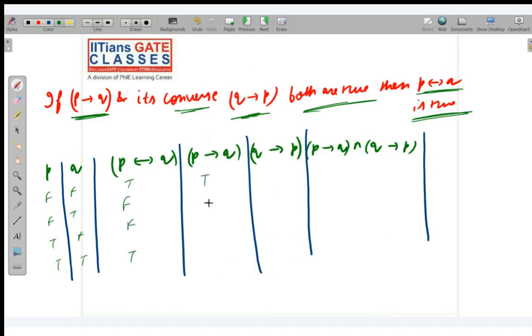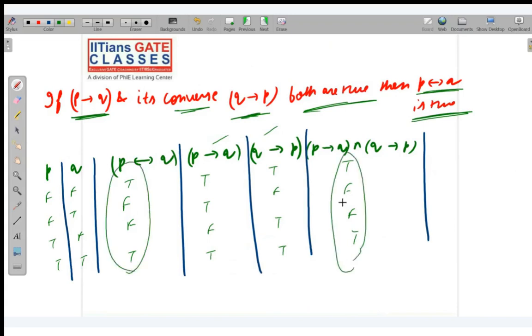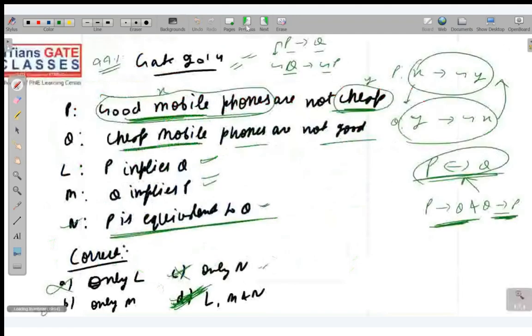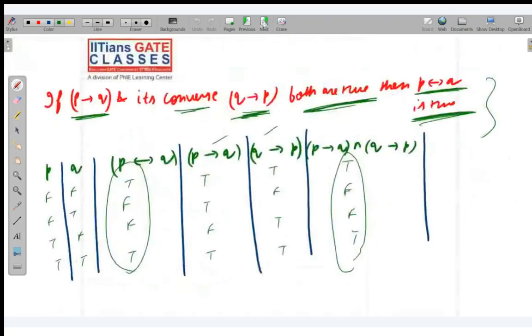P implies Q: true, true, false, true. Q implies P: true, false, true, true. And when we do AND of these two, what we will get? True, false, false, true. So now see this. This and this are exactly the same. That's why I have said if P implies Q and its converse Q implies P, both are true, then P double implication to Q is true. And application of this I have already given you in the 2014 question.